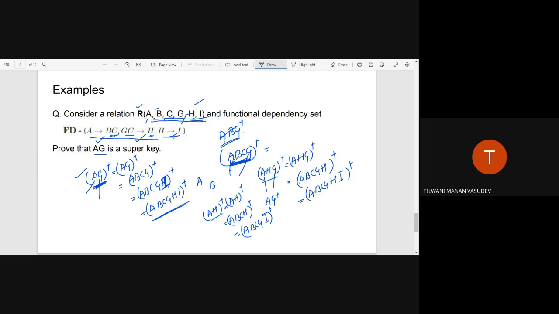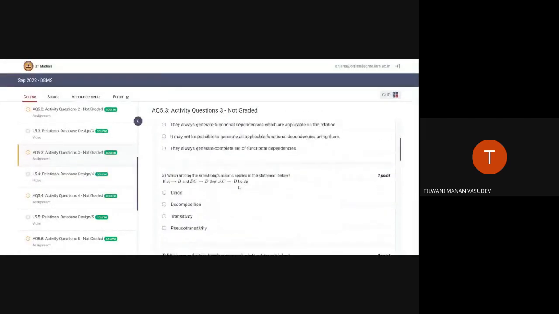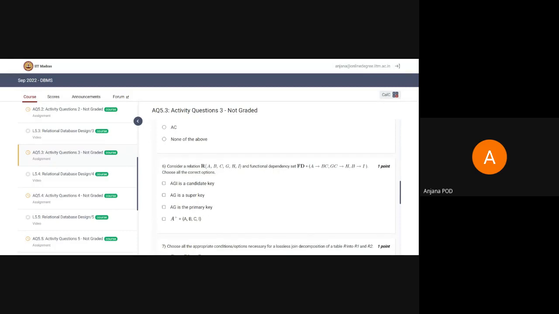Ma'am, I have a doubt in activity question 5.3. Just take a minute. Question number 6. Okay. So here it's given that R is the relational schema and these are the attributes. Then this is the functional dependency set. Now we need to find out which of the options are correct. Okay, so let's try to take this.